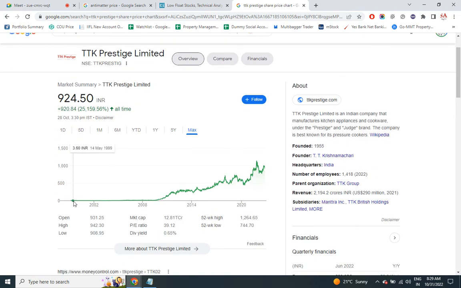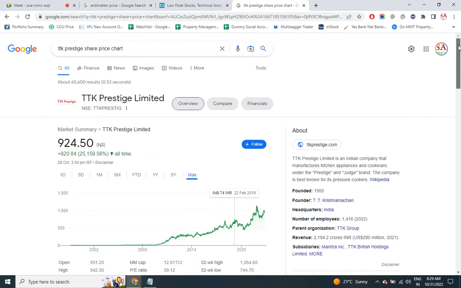The price of TTK used to trade at 1, 2, 3 rupees. Look here, 40, 50 paisa, 2003. That means 20 years, 2,000 times, 1 lakh would have become 200 crore. Amazing return. 2,000 times wealth. 1 rupee becomes 2,000. So this is how wealth gets created in the monopoly business.